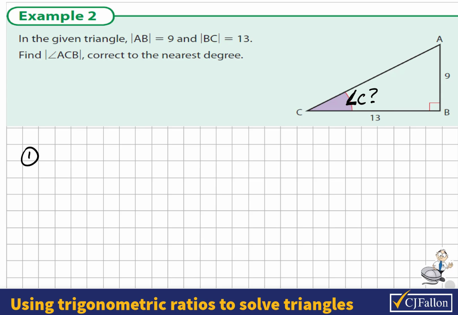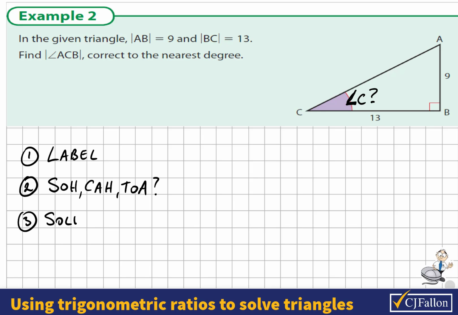So step one, I'm going to label my sides. Step two, I'm going to choose SOHCAHTOA or TOA and write an equation. And step three, I'm going to solve the equation. Okay, so what does it look like? Compared to side C, what is this side 9? What would I call the 9 side? Opposite. Very good. So that's my opposite. What's the side with 13? Adjacent. Adjacent. So then I'm onto the second part.